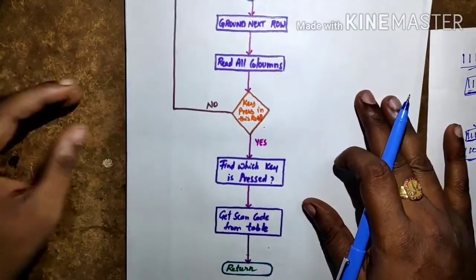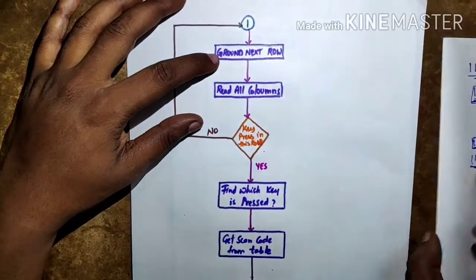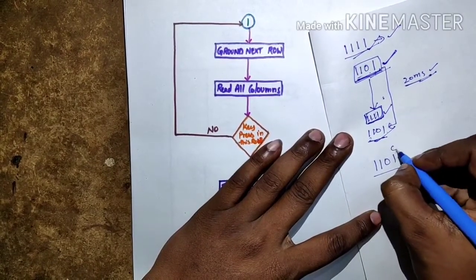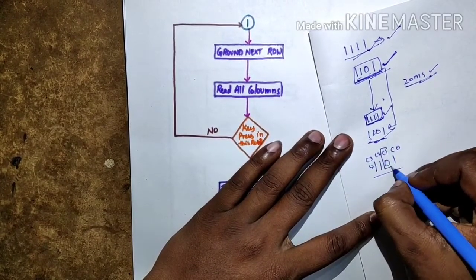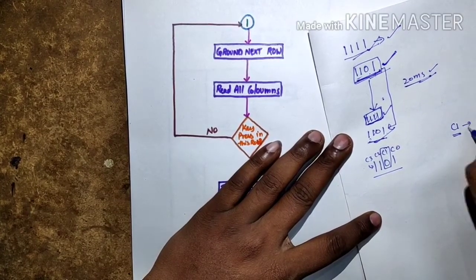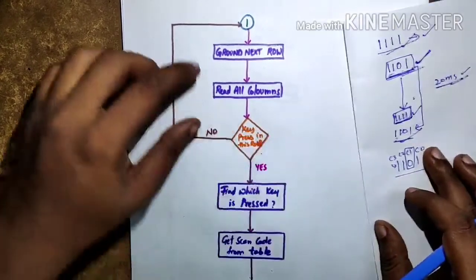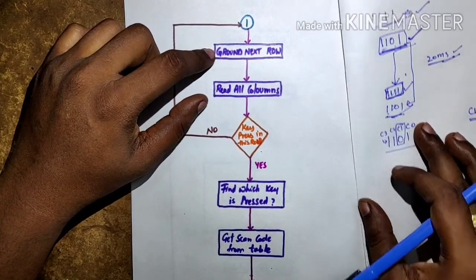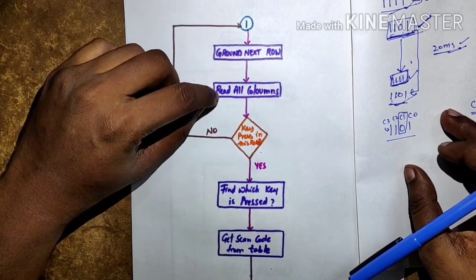In our next stage, we need to find the row of that particular column. Here we got 1101, that means this is column 0, column 1, column 2 and column 3. So we have a key press in column 1, but we don't know which row it is. So we have to find the row. What we will do is ground the next row and read all the columns.